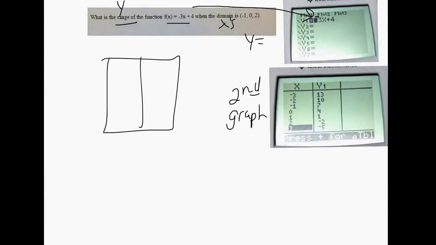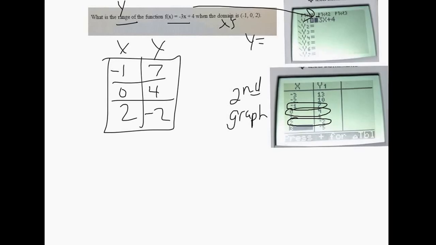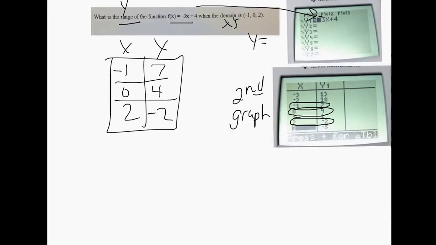In the meantime, we set up our own table. Since I was given x's, I'll fill out this side: -1, 0, 2. I check my calculator to see what goes with -1. I check my calculator to see what goes with 0. And I check my calculator to see what goes with 2. Okay? And so you can do it all in your calculator.